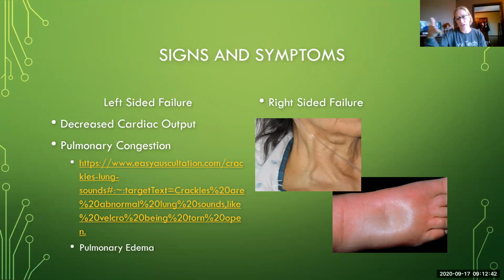Right-sided, then you have more of the edema and JVD, which often occurs a little bit more gradually, but oftentimes patients might have both. Once one side of your heart starts failing, it does often result in, you know, full heart failure. So it's not uncommon, as we know, to see patients with both symptoms of left and right-sided failure.